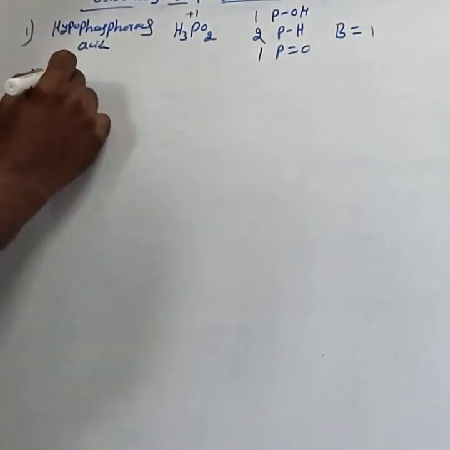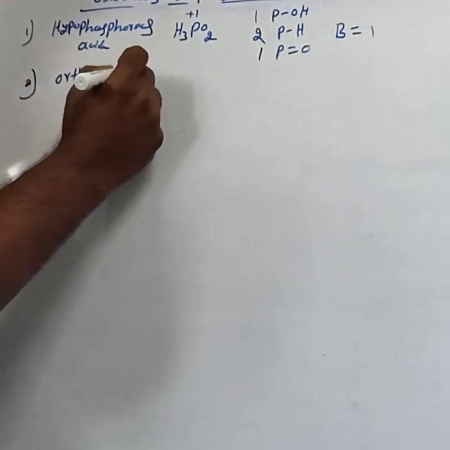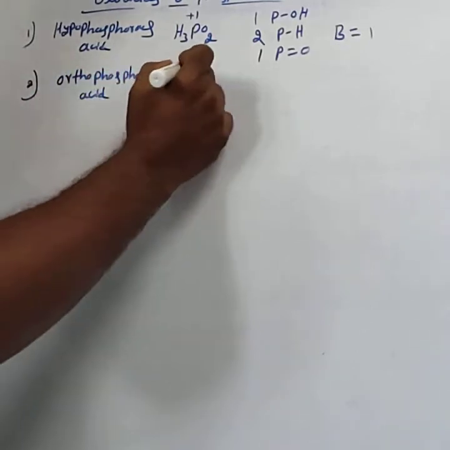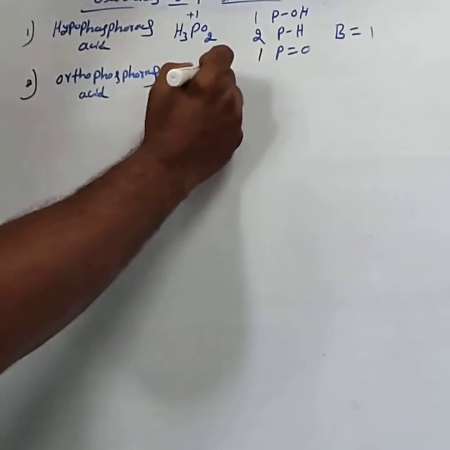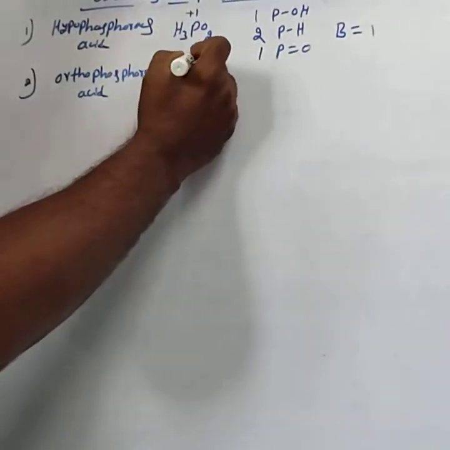Second one is orthophosphorus acid, H3PO3. Oxidation state is +3.